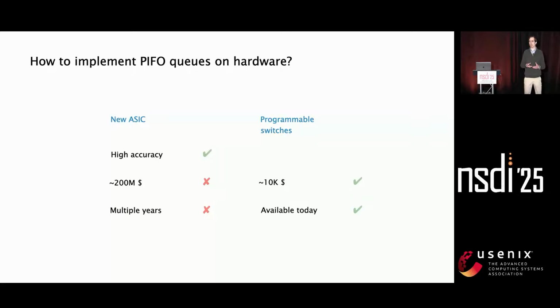These programmable switches allow us to program new functions on hardware without need for new hardware designs. The advantage is that these programmable switches are around, and we can use them today, and they just cost around $10,000, so much less than, of course, coming up with a new ASIC. The question that we still have is whether we can achieve enough accuracy to make such a PIFO approximation practical today. And that's what we try to answer in this work, and it's not the first time that we do it.